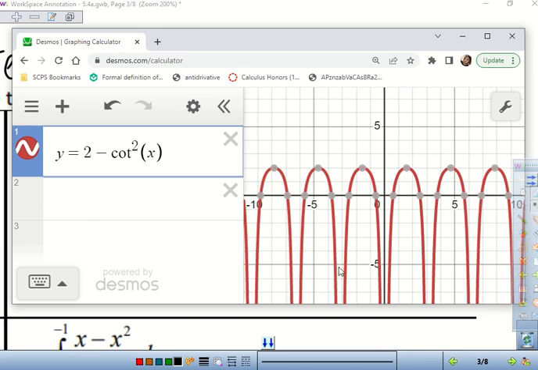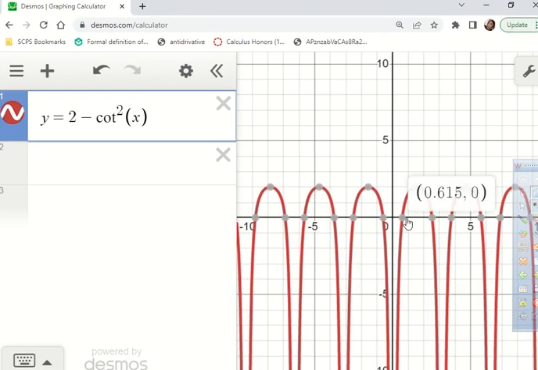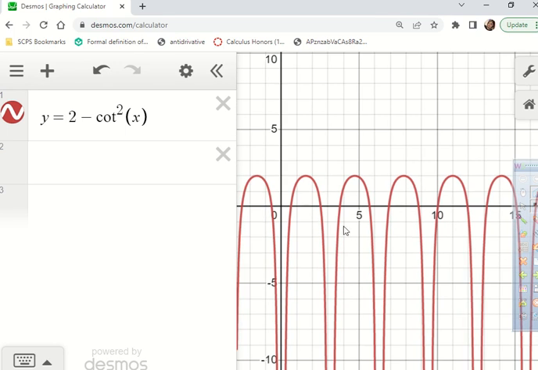Is this graph defined everywhere on this interval? No. Just think about it for a second. What do we call these that are in between here? Vertical asymptotes. Yeah, they're essentially vertical asymptotes. So this graph has a lot of gapping in it, okay?